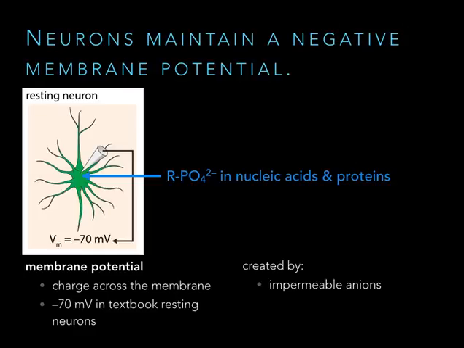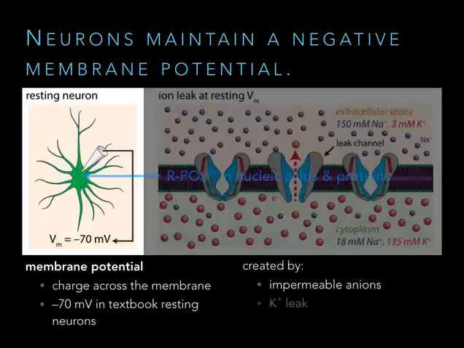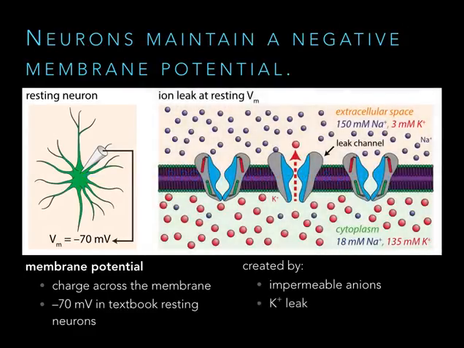In addition to those impermeable anions, at rest, the cell is largely going to be permeable to potassium, so it's always leaking potassium. Now, if we were to recall our relative concentrations of potassium, we'd remember that there's a lot more of it inside than out. And so the diffusive force is going to push potassium out. Potassium has a positive charge. Because positive charge is leaving, that's generating a negative current and thus creating that negative membrane potential.